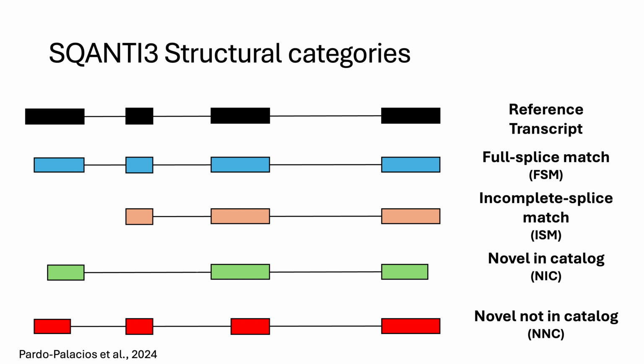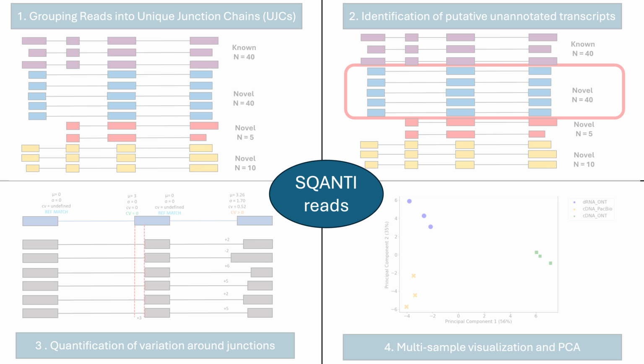Novel in catalog, or NIC, has a new combination of known splice sites, and novel not in catalog, or NNC, has at least one splice site that is not annotated. This is just a brief overview, and if you'd like more detail, this SQANTI-3 wiki is a great resource that explains all structural categories with examples. Now we're going to get into the features of SQANTI-reads.